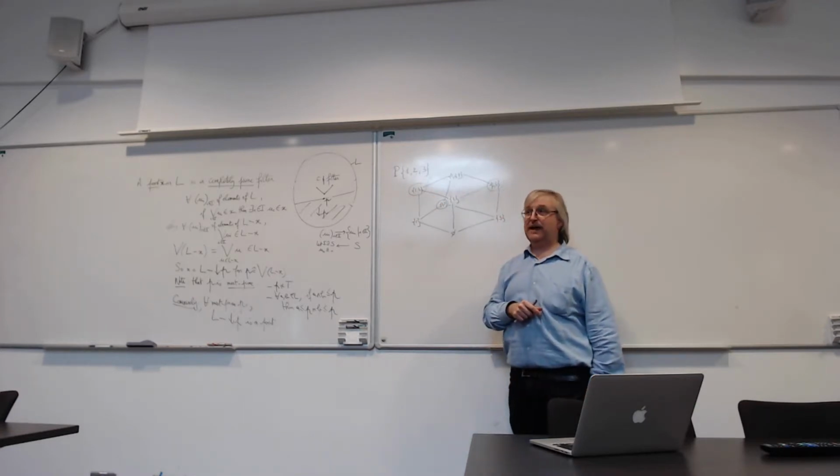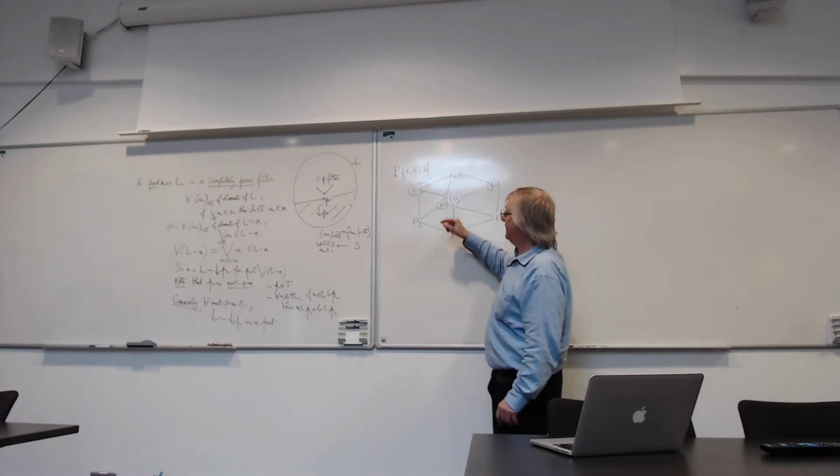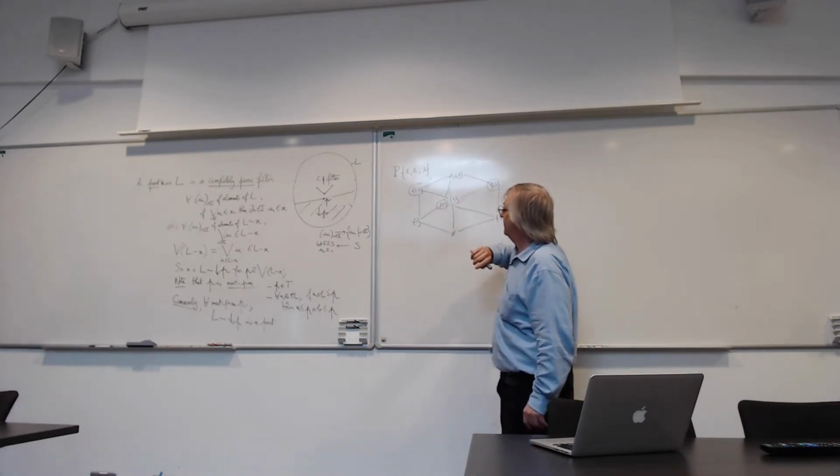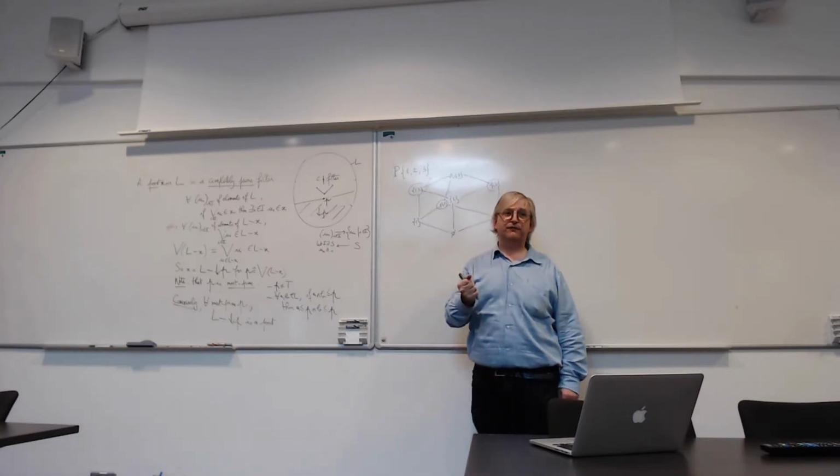So if you take any 2 elements A and B, the meet of A and B is the intersection of A and B. If the intersection is included in that, that means it misses 3. Okay? If 3 is not in the intersection, that means that 3.